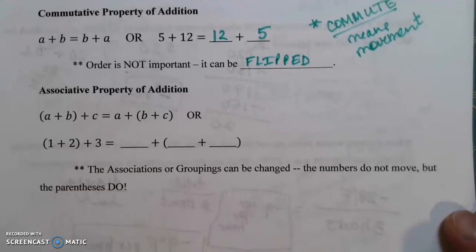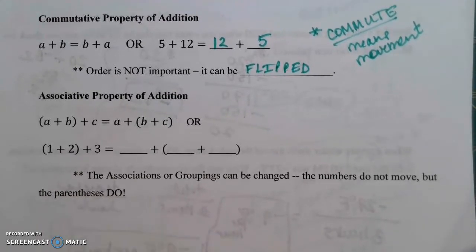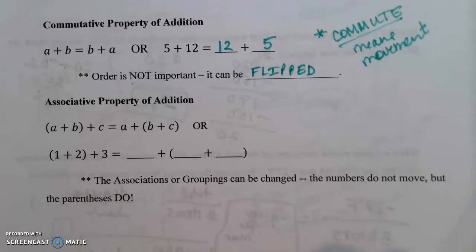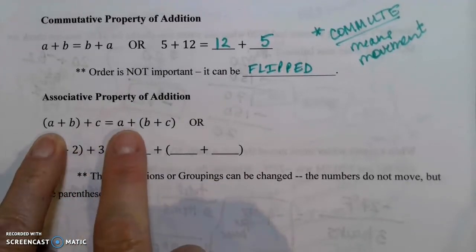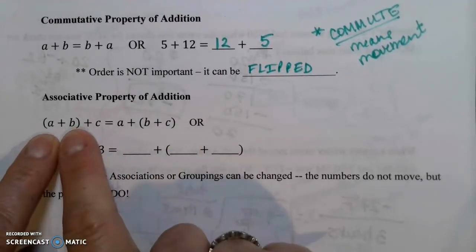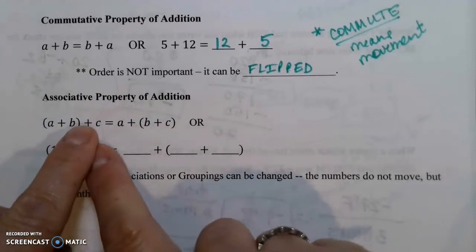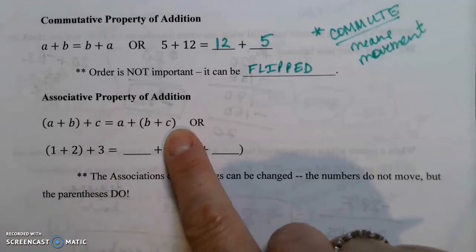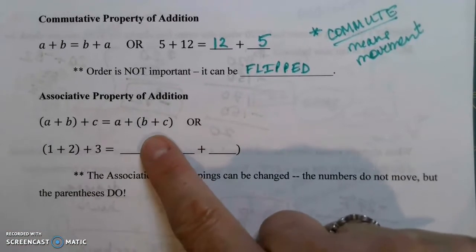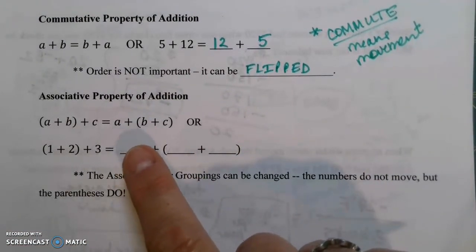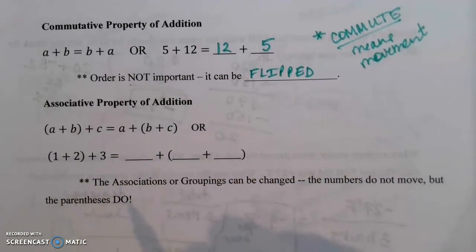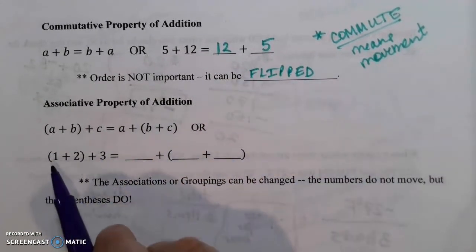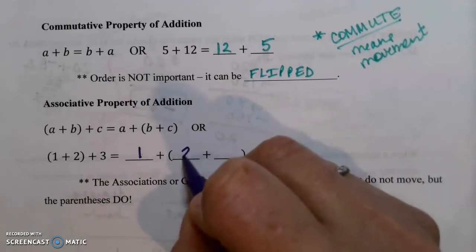The associative property is going to be how things, associations or groupings get changed. So you'll notice that the numbers don't move. We've got A, B, C and A, B, C, but on the left-hand side, we have the A and the B grouped together first to be added together, and then we add C. But on the right side, we add the B and C together first, because they're in the parentheses, and then we continue by adding A. So if I wanted to make the two sides match that, the parentheses move, but not the numbers.